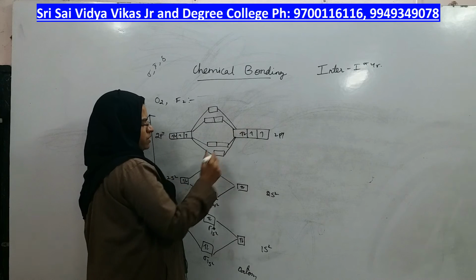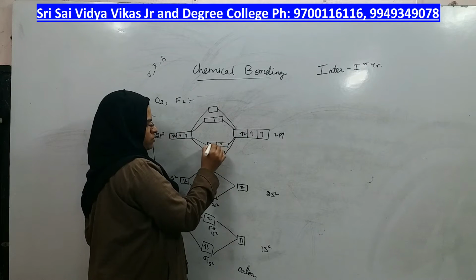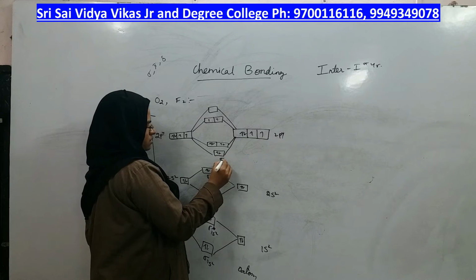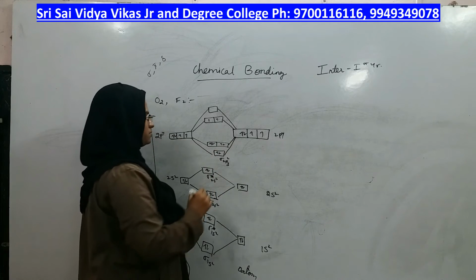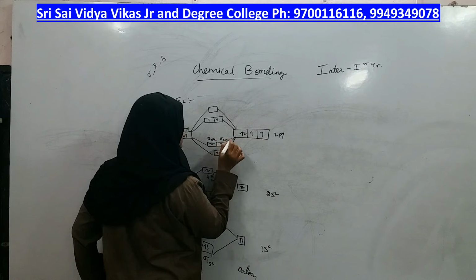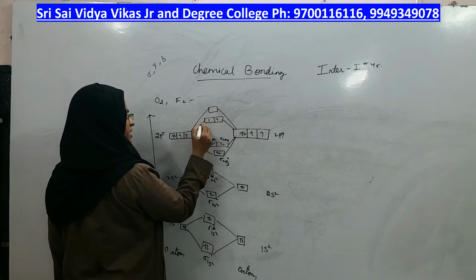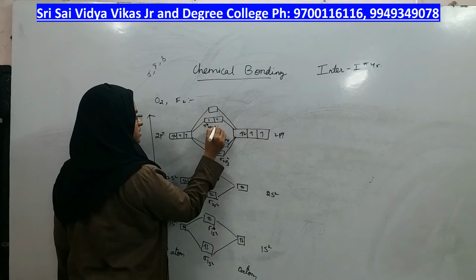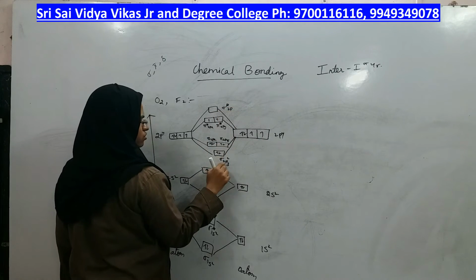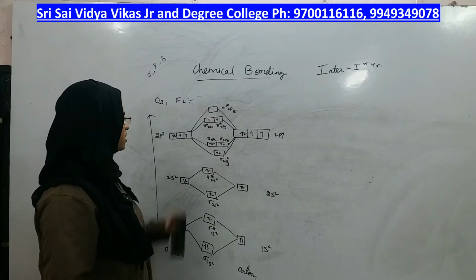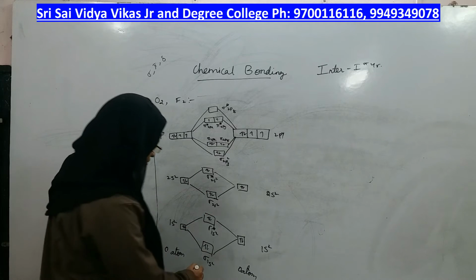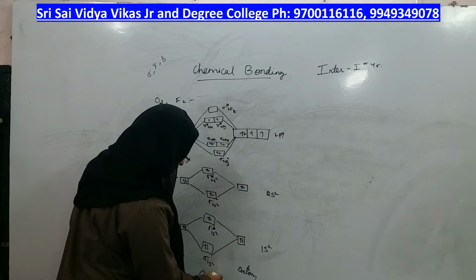Now let us count the number of electrons. 1, 2, 3, 4 plus 4, 8. 1, 2, 3, 4, 5, 6. Next is 7 and 8. What is this orbital name? Sigma 2pz, 2 electrons. This is pi 2px, pi 2py. This is anti-bonding, pi star 2px, pi star 2py, and this is sigma star 2pz. Total 8 electrons are present. This is the molecular orbital energy diagram of the oxygen molecule.